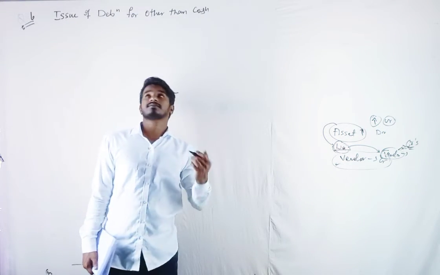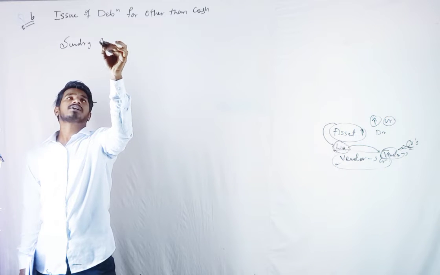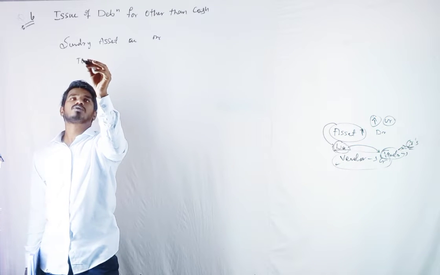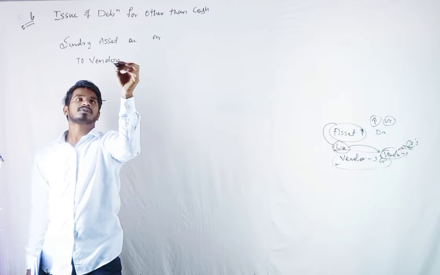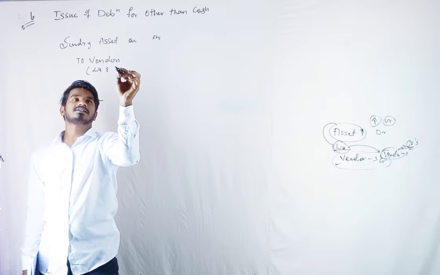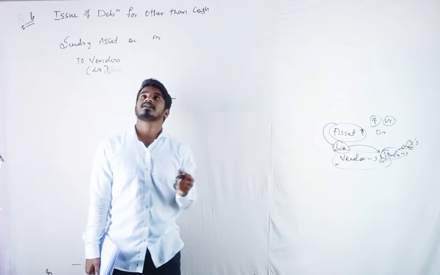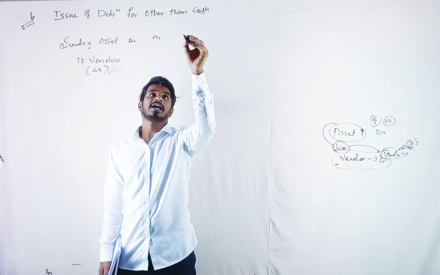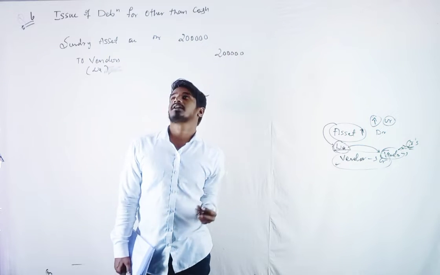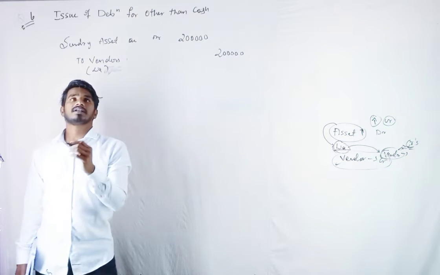Did you take down the question? Yes. Sundry asset account debit to vendors. Vendors are nothing but a liability, like creditors. No need to write that, just write liability. Okay, how much? For 2 lakh, right? 2 lakh, they have issued debentures. Purchased asset, okay.